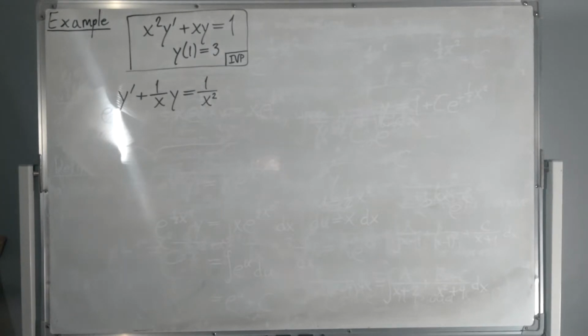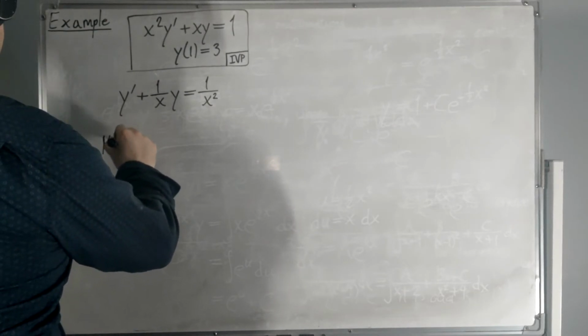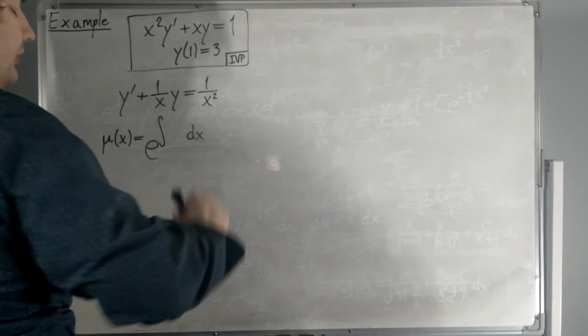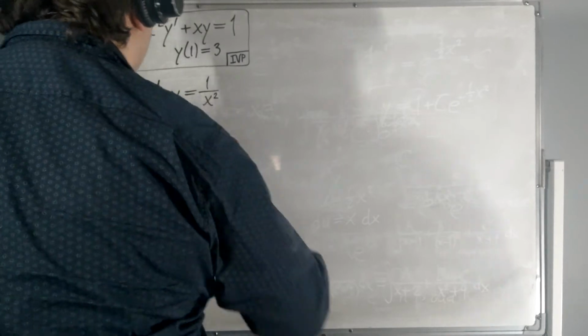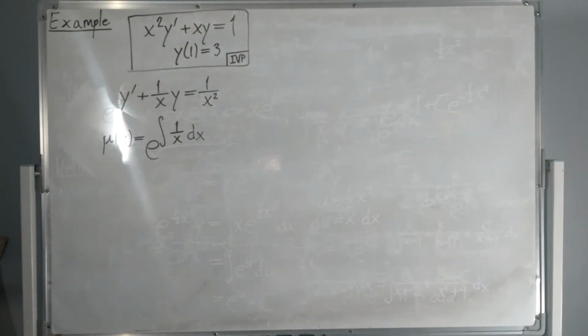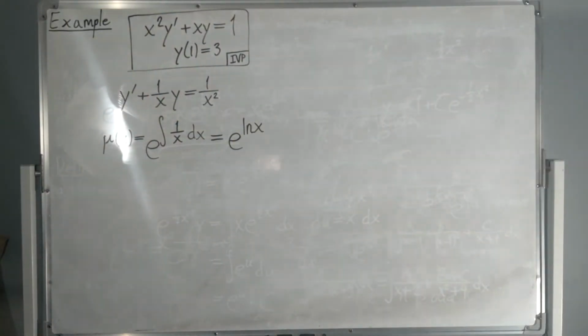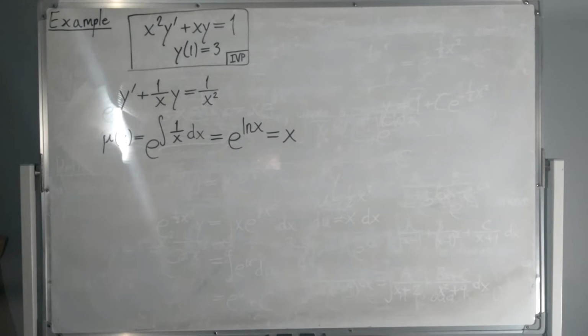All right, now we are ready to define our integrating factor. The integrating factor, mu of x, is e raised to an antiderivative of the coefficient of y. In this case, the coefficient of y is 1 over x, so we're taking an antiderivative of 1 over x. Well, a perfectly suitable antiderivative for 1 over x would be ln x. And then if you raise e to the ln x, you just get x.